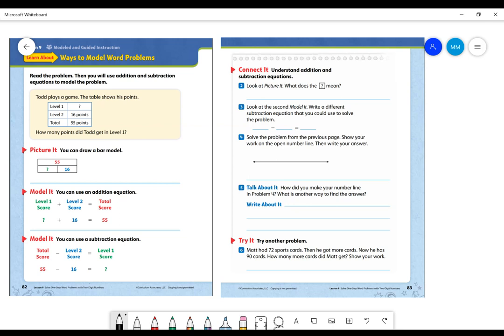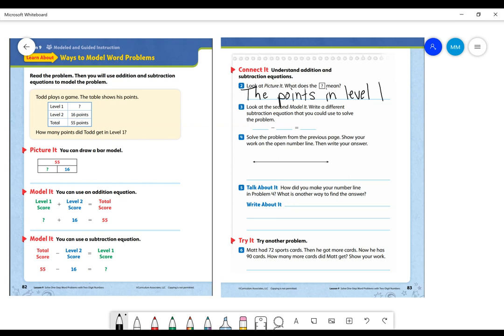It says, look at picture it. What does the question mark mean? In the picture it, what is the question mark standing for? Look back at the table. What does it stand for? It stands for the points in level 1. What does the question mark mean? The points in level 1. Because we did not know that part, right? We didn't know how many points he got in level 1.